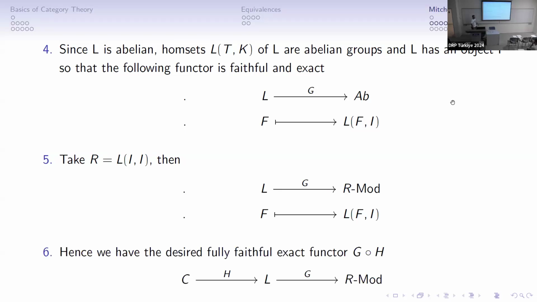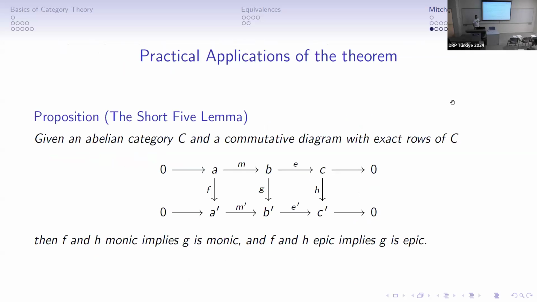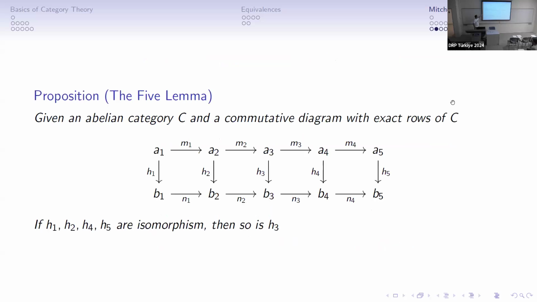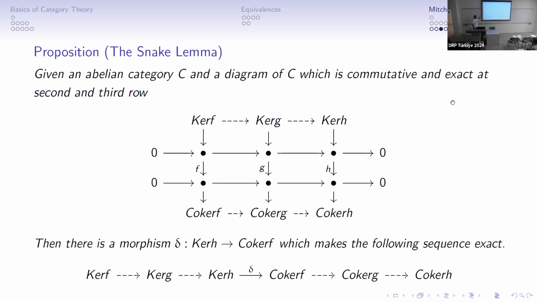So as we get the desired fully faithful and exact functor from C to R-modules, we have proved our theorem. And lastly, we can prove lemmas for abelian categories, the short five lemma, the five lemma, the snake lemma, and more of them, by only proving them in the category of R-modules, because we have shown they are equivalent, and it's easy to prove in R-modules.